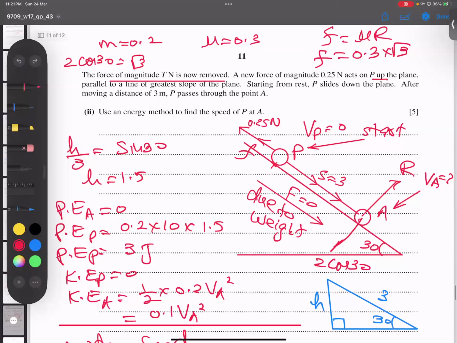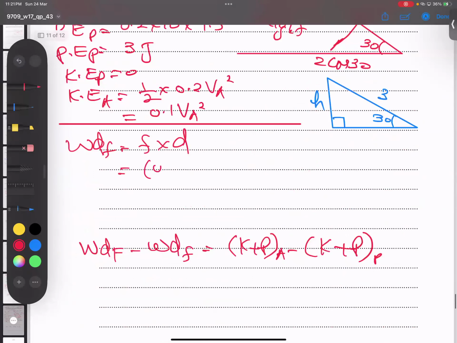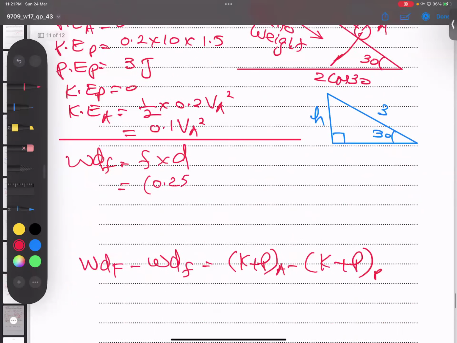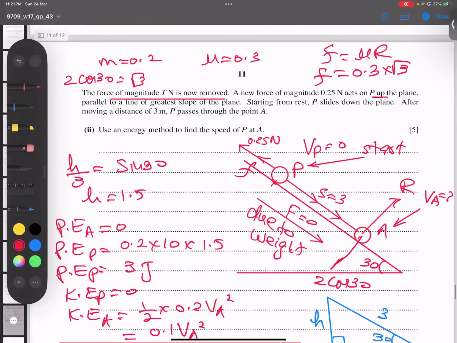So let me count this value and this value together. So I will deal 0.25, hold on, 0.25, yes, 0.25 plus 0.3 root 3 into distance 3 meters. This will give me the work done by friction force. And the work done by applied force, I will deal as 0. Why, sir? Because the applied force parallel to the motion, nothing is given.